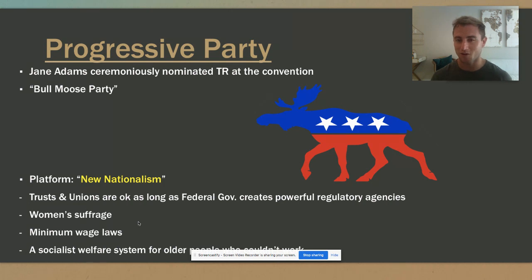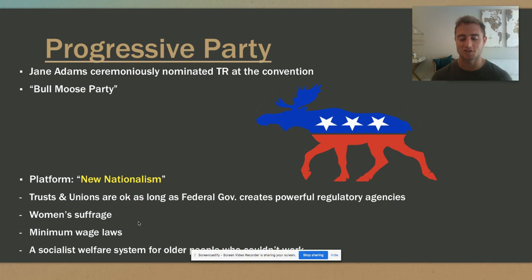It becomes called the Bull Moose Party because Teddy Roosevelt famously called himself as strong as a bull moose after he was shot in the chest on the way to deliver a speech. He still delivers a 90-minute speech. And so because of this, it becomes known as the Bull Moose Party.